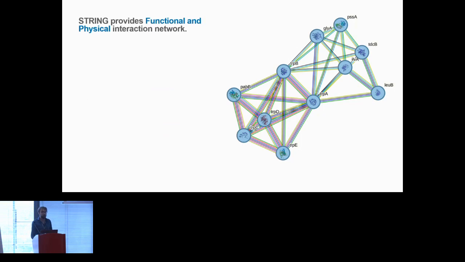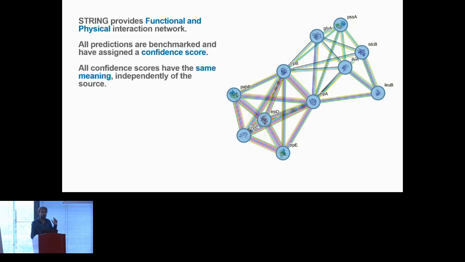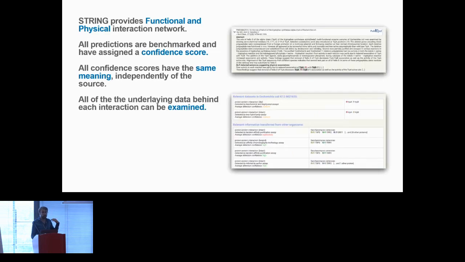We provide both functional association and physical association, and all prediction and benchmarking is done in one way for all of them, the same way. That's why we can assign the confidence score, and it means exactly the same for each of the sources, independent of whether it's derived from text mining or experiment. The score means exactly the same, and all the underlying data can be examined.